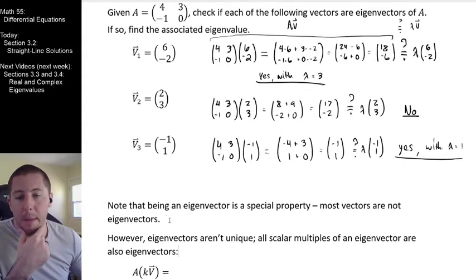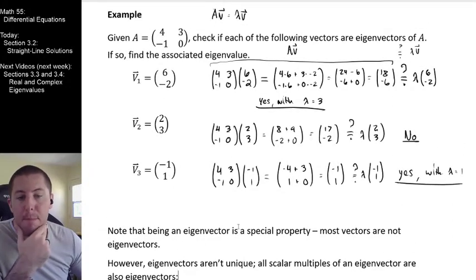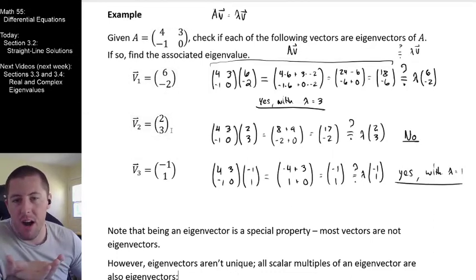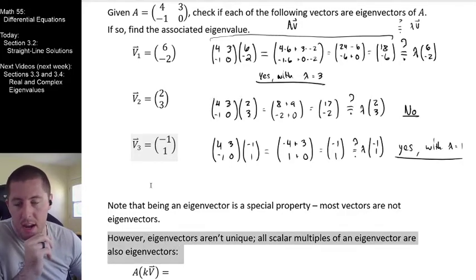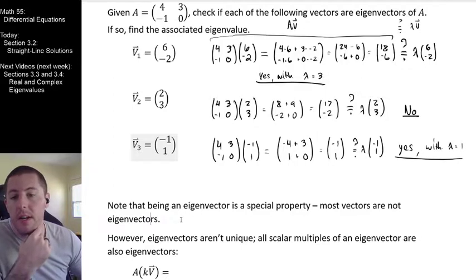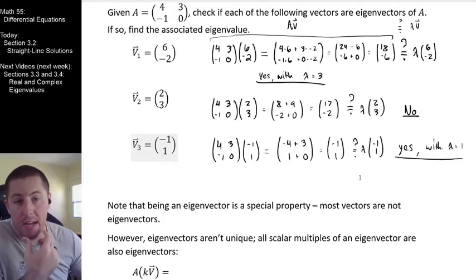So we should note real quick that being an eigenvector is definitely a special property. Most vectors are not eigenvectors. This matrix here only has two distinct eigenvectors, and I gave you both of them right here. All other vectors that we'd try wouldn't work out. Now, the other deal though is that eigenvectors are not unique. All scalar multiples of an eigenvector are also eigenvectors. So if I were to ask you, is 12, negative 4 an eigenvector here? The answer is also going to be yes. It's just that our lambda, actually no, our lambda should end up remaining the same, I believe.